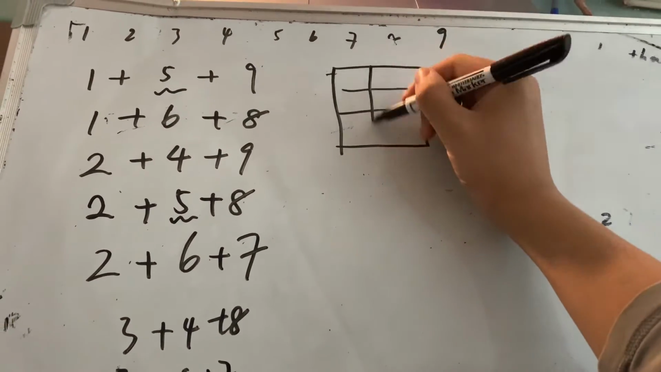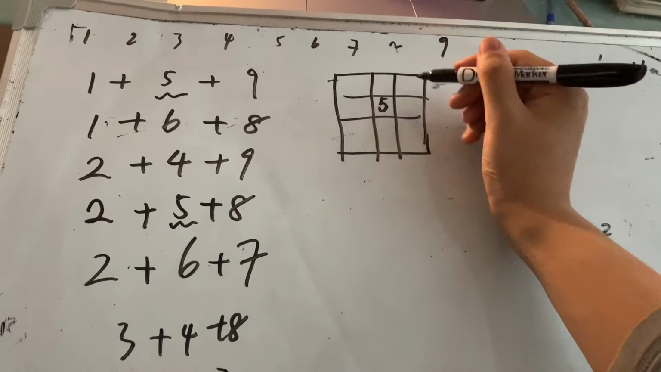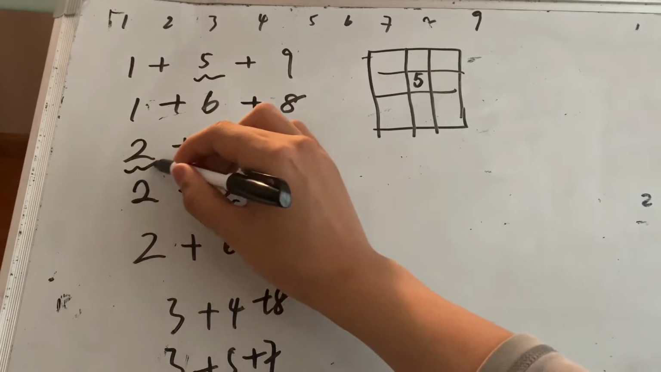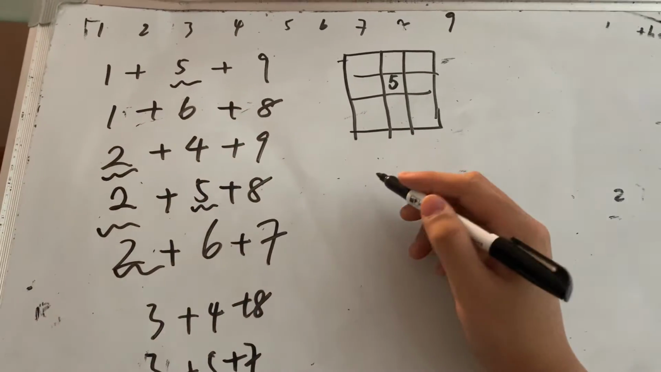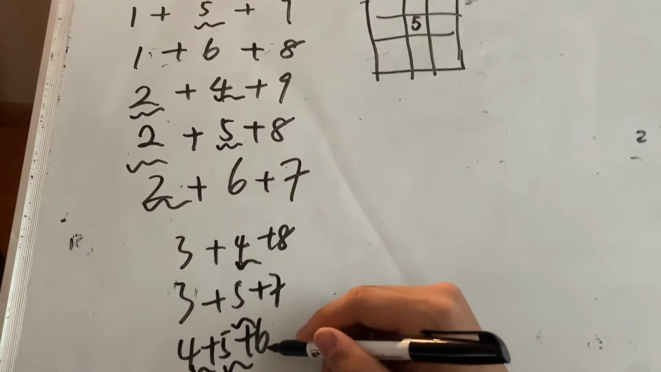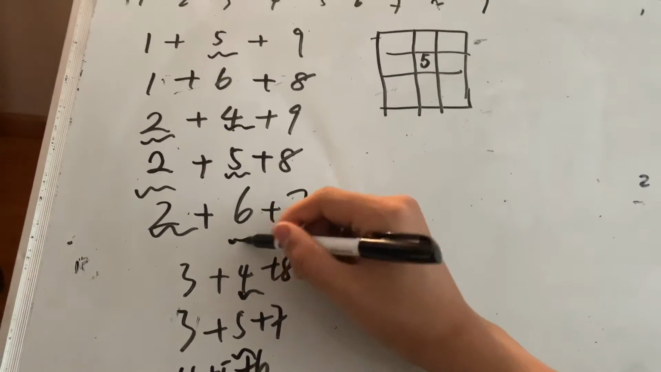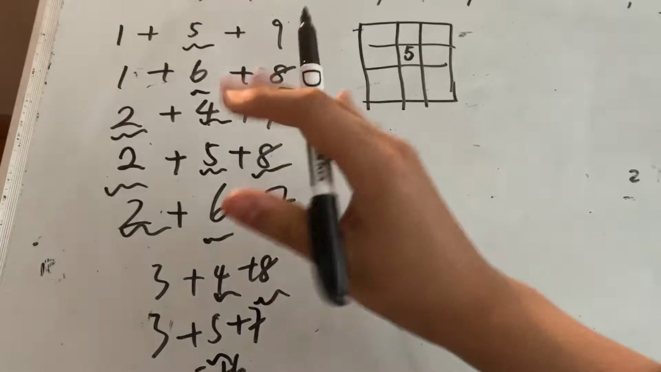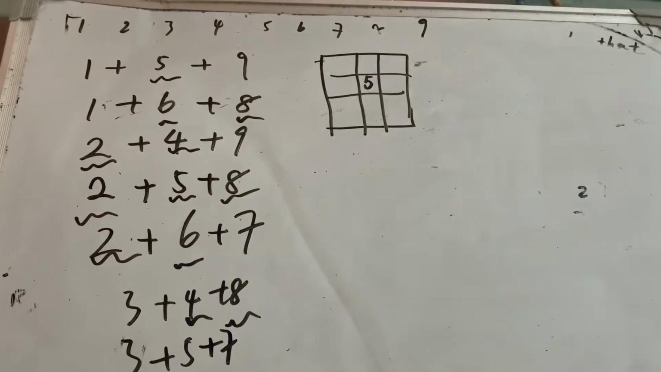So you can see that 2 exists in 3 equations, right? 4 also is in 3 equations. 6 is also in 3 equations. 8 is also in 3 equations. So it's 2, 4, 6, 8. It must be one of them.